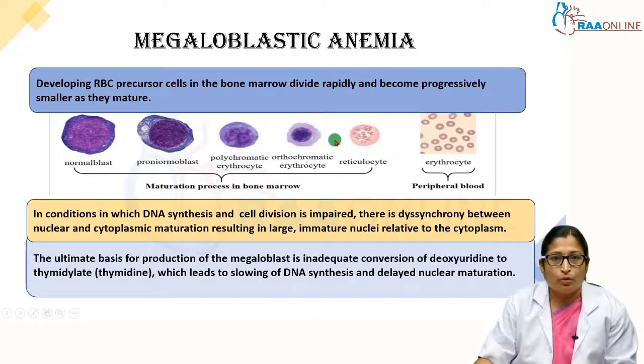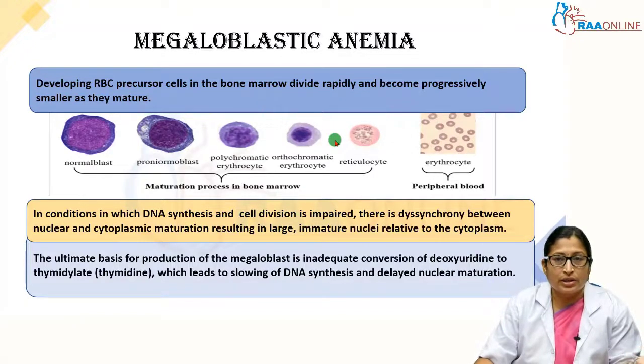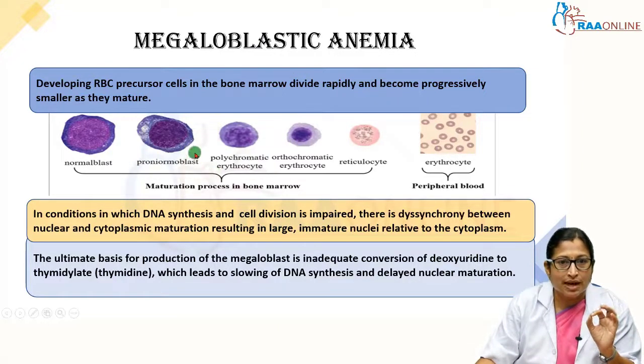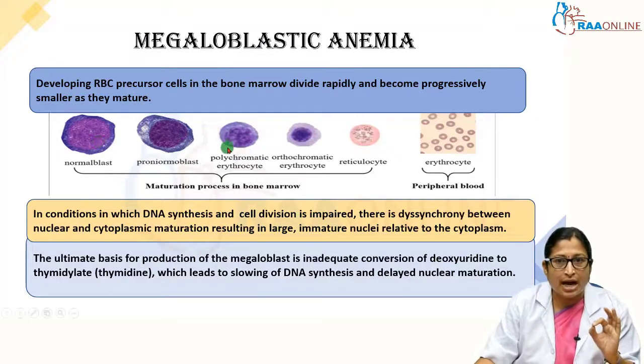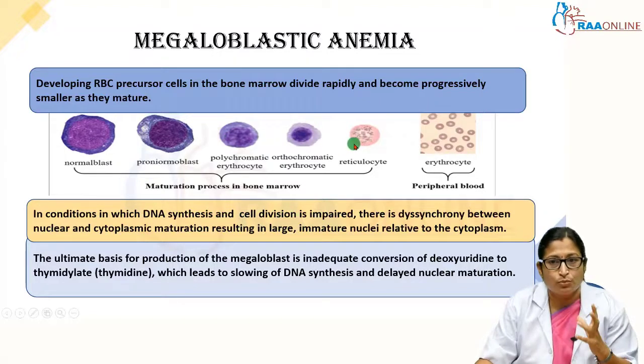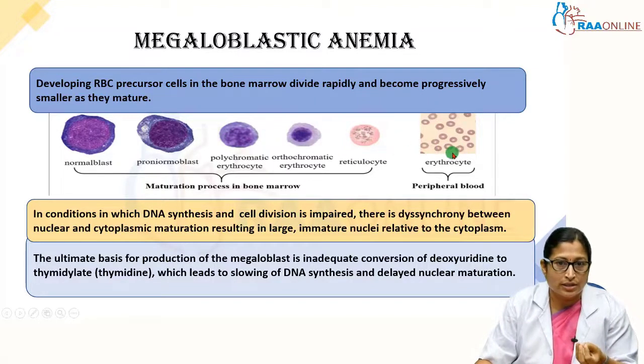Now we'll discuss in detail megaloblastic anemia, which is what we commonly see among the macrocytic anemias. Before going into the detail of megaloblastic anemia, we'll just run through erythropoiesis. Normally this is the normoblast, and as the developing RBC precursor cells in the bone marrow mature, they divide rapidly and become progressively smaller. From the normoblast to the reticulocyte, the nucleus shrinks and becomes smaller, and the cells also become more mature and smaller. And in the peripheral blood, what you see is the erythrocyte. So this is a normal maturation process in the bone marrow.